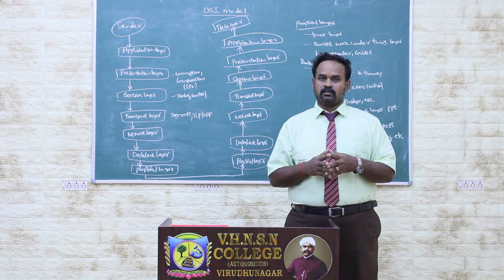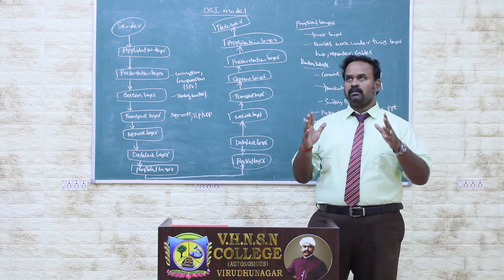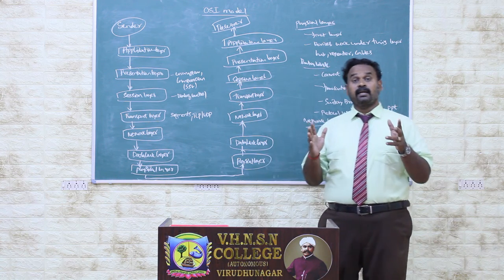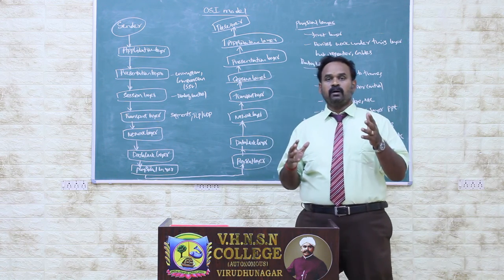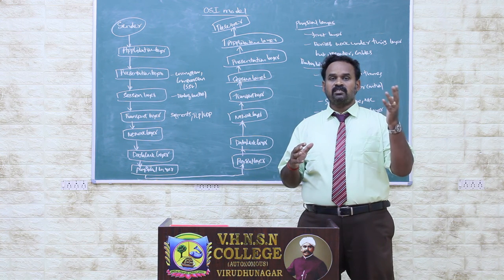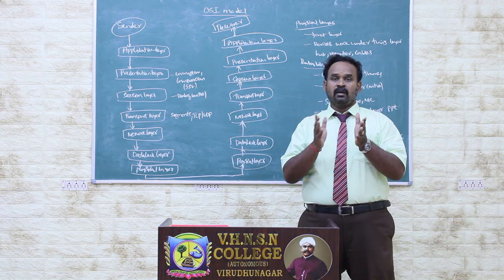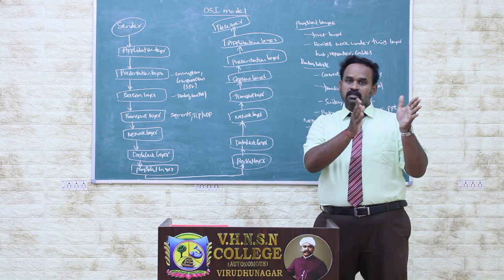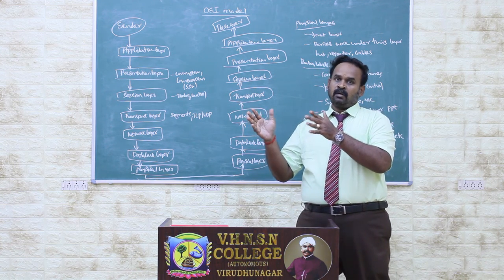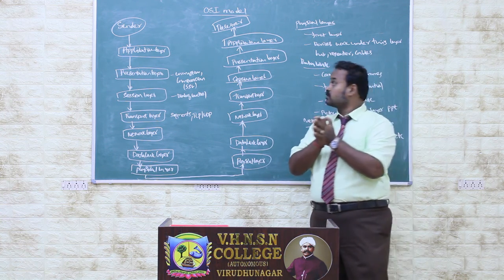Model in network concept. What is OSI? OSI means Open System Interconnections Model. It is developed by international standard organizations for communicating information from one system to another system. This model has some layers.